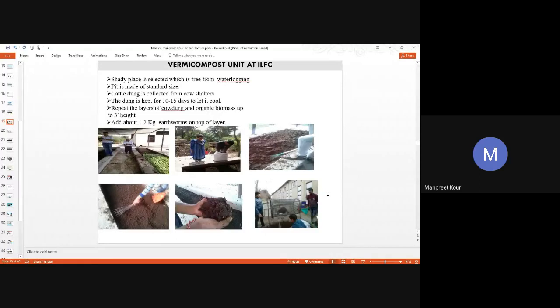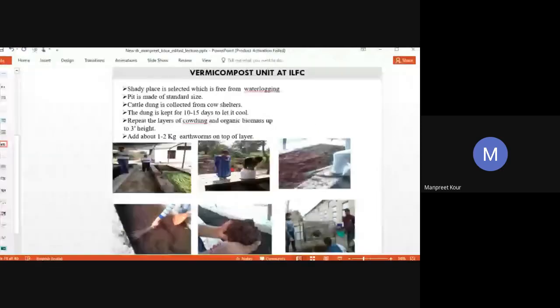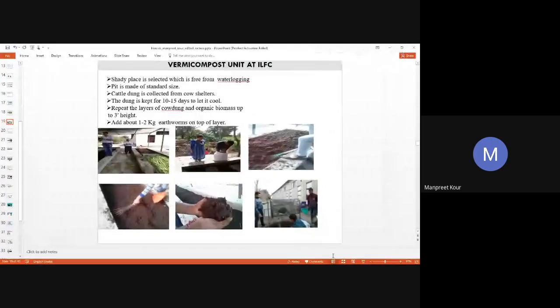I have also given slides on how to prepare vermicompost. We prepared vermicompost here. If somebody is interested in preparing vermicompost, first we have to select a shady place, because we used Eisenia foetida here, which is the most promising species of earthworm in our subtropical zone, because its multiplication rate is so high.